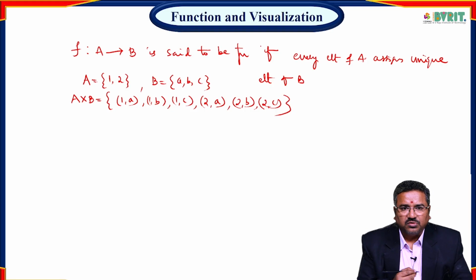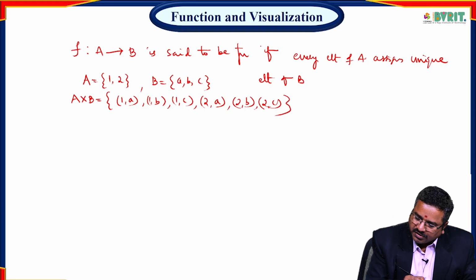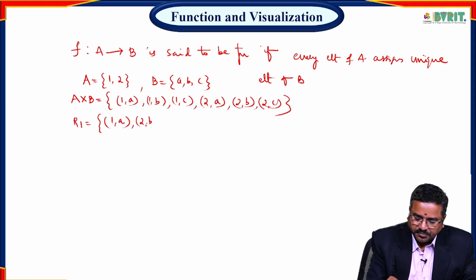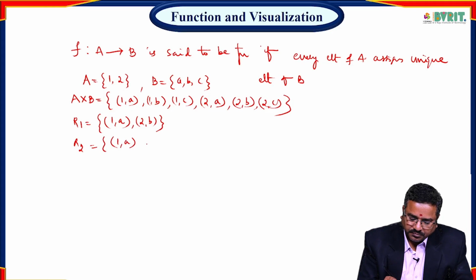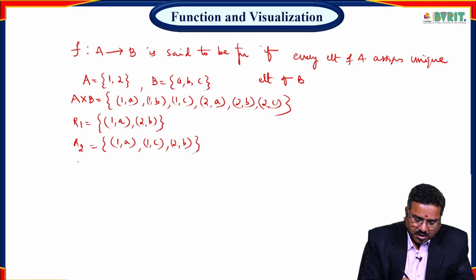But now, we know what a relation is, I will define 3 relations. Let us say R1. R1 is equal to {1a and 2b}. R2 I am taking as {1a, 1c and 2b}. R3 is {1a}.